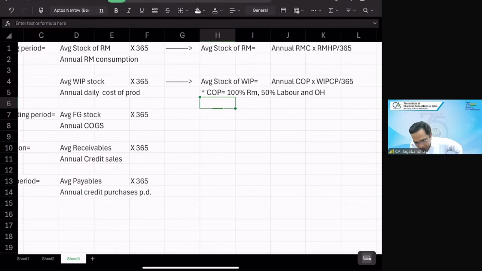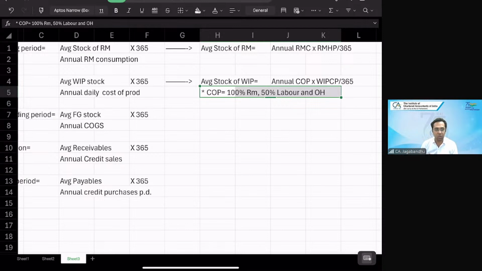So we are going to take the conversion cost to be just 50%, because the idea is when you're going for production, raw material is immediately utilized, but the labor and overheads work on it day after day. So it takes time for the raw material to get converted to finished goods. During that phase, it remains in the WIP phase, and during that WIP phase, only some part of labor and some part of overheads is there. So remember that this cost of production will be 50% of labor and overheads, or whatever the question specifies.